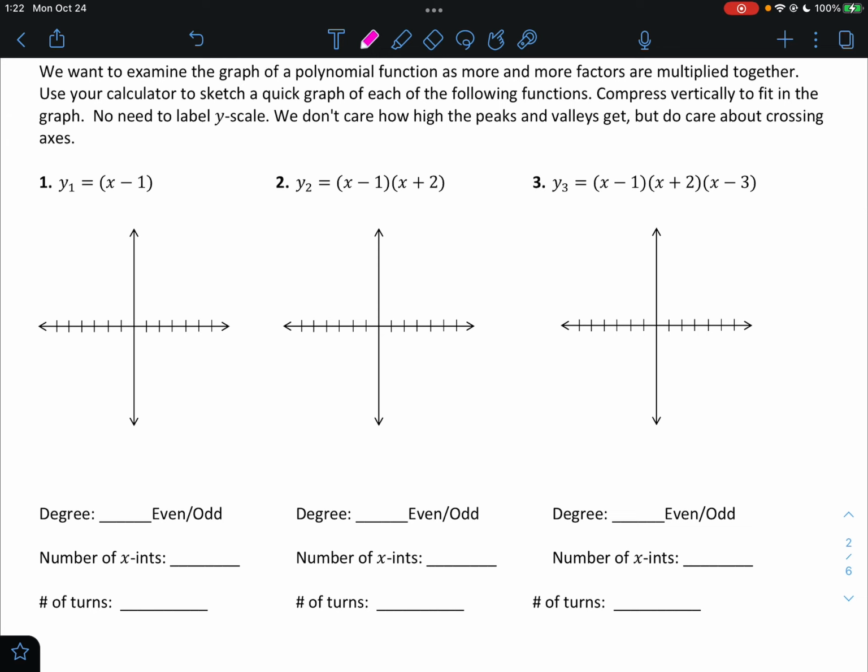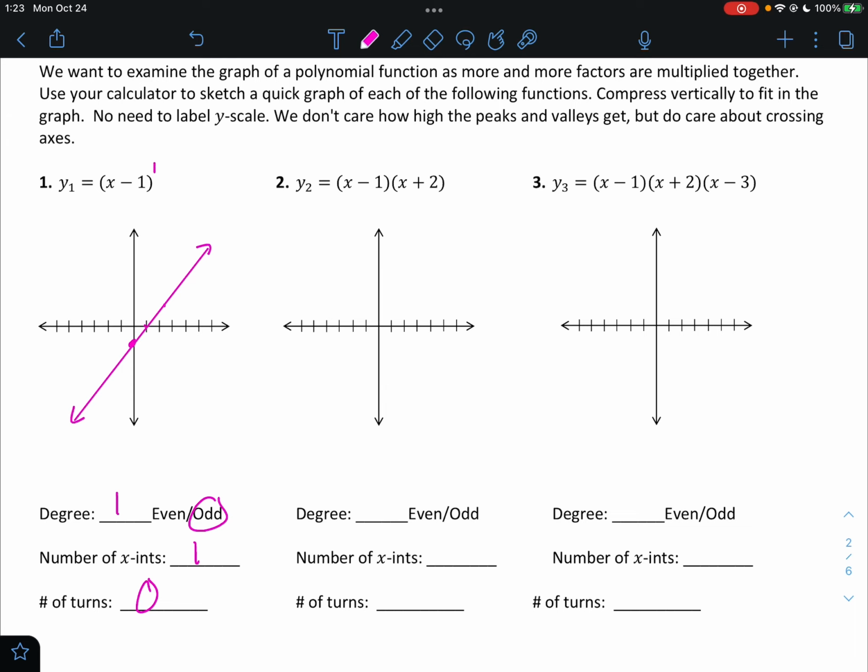If you grab your calculator, you can start putting these in one at a time. So let's start with y1. Now, x minus 1, we probably don't need a calculator for that. We know that that's just going to be a line with a y-intercept of -1 and a slope of 1. So it's going to look like that. It's a first degree, so the degree is 1, which is odd, obviously. The number of x-intercepts is only going to be 1. And the number of turns, we talked about this last week, but if you're looking at your graph here, it never turns, never goes back the way it was coming from, so it's 0.